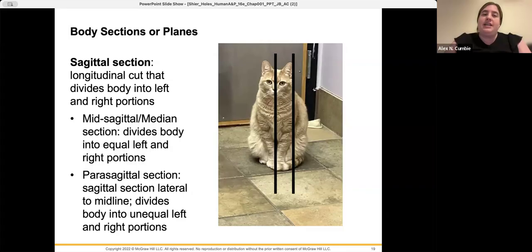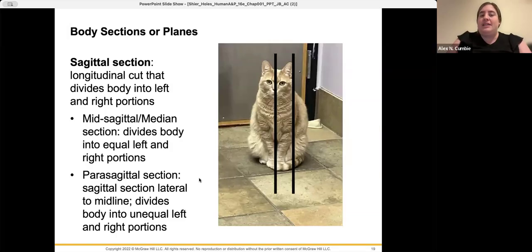So our first body section or plane is called the sagittal one. It's longitudinal. So longitudinally, we would cut the body into left and right portions, and we can introduce different terms for sagittal, like mid-sagittal or parasagittal. Mid-sagittal means that when we divide the body into left and right, they are in equal portions. So we can see with Pikachu here, directly down his midline, this would be a mid-sagittal plane, separating him into equal left and right portions.